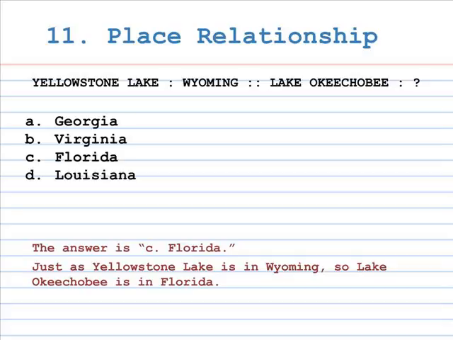11. Place relationship. Yellowstone Lake is to Wyoming as Lake Okeechobee is to: A, Georgia; B, Virginia; C, Florida; D, Louisiana. The answer is C, Florida. Just as Yellowstone Lake is in Wyoming, so Lake Okeechobee, the Big O, is in Florida.